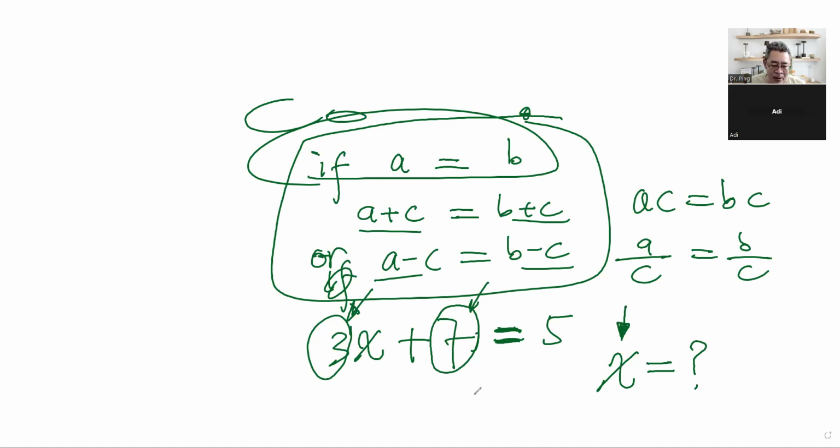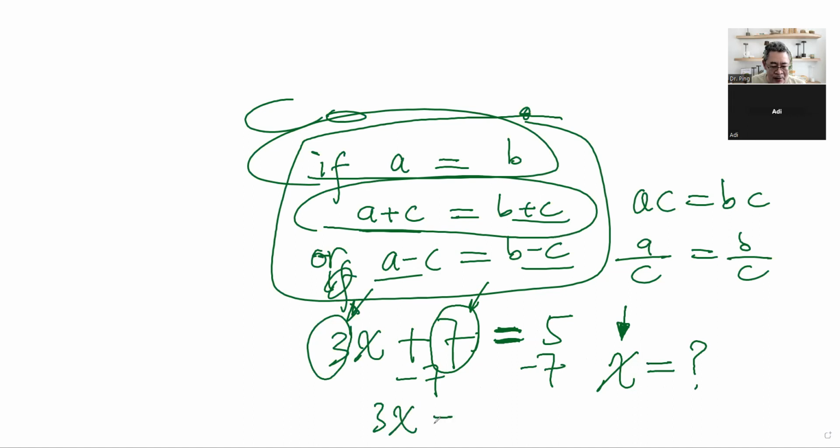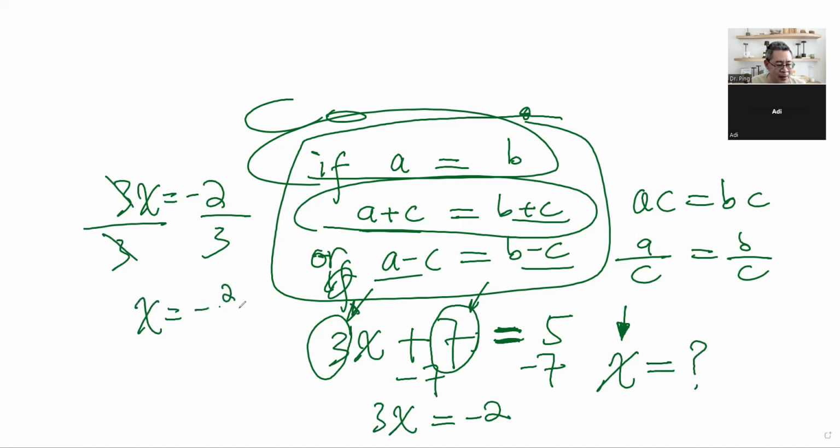To move 7 over, we subtract 7 on both sides. We know we can do that because this is what we can agree on. So we get 3x equals -2. Once we have 3x equals -2, we divide by 3. That's how we move 3 over. That cancels, and we get x equals -2/3. That's what we mean by solving.